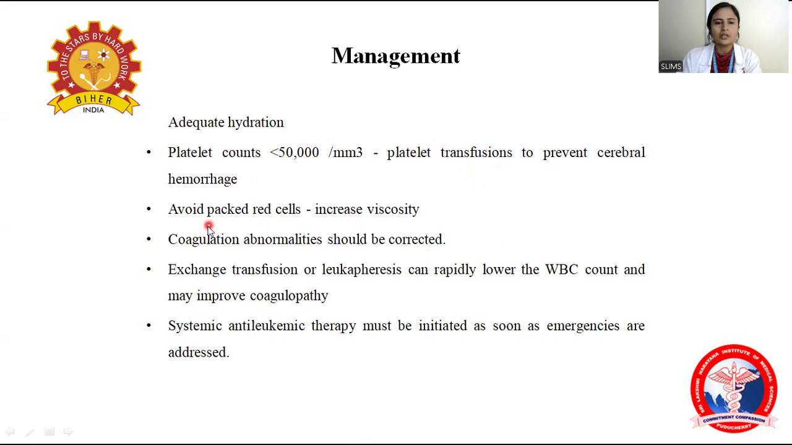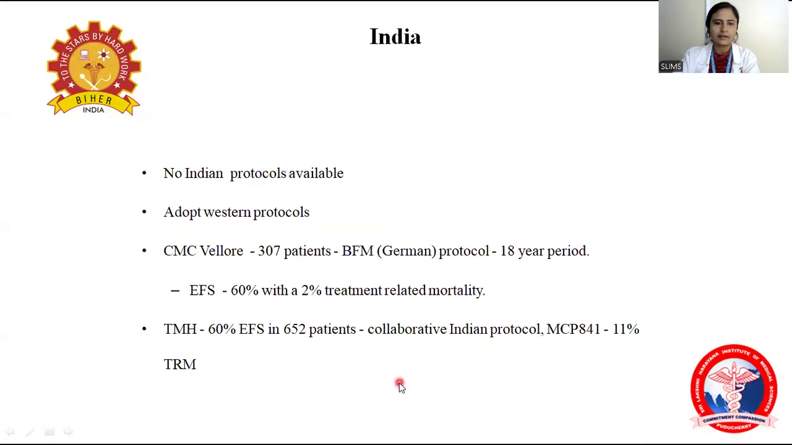In this patient, we need to avoid packed red cell transfusion, because if we give packed red cells, they will lead to a further increase in viscosity and a poor prognosis. Coagulation abnormality should be corrected. Either exchange transfusion or leukapheresis can rapidly lower the WBC count and may improve coagulability. Systemic anti-leukemic therapy must be initiated as soon as emergencies are addressed.